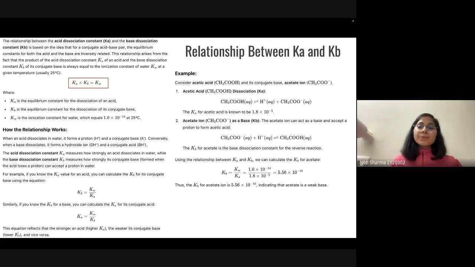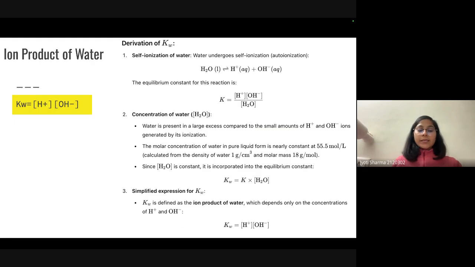There is a relation between this Ka and Kb. If you multiply this Ka with Kb, this will give you the Kw, and we have learned that Kw was nothing but the ion product of water. Hi friends. So this multiplication of Ka into Kb will give you the ion product of water, and we know the value of the ion product of water. What is the value for this?